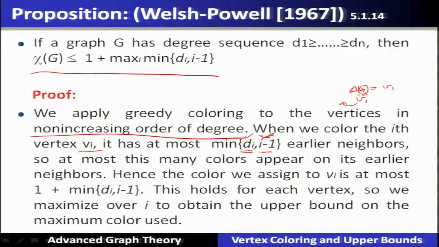So, again I am repeating that vertex vi has at most minimum of di and i minus 1 earlier neighbors. So, at most this many colors appear on other neighbors, hence the color we assign to vi is at most 1 plus minimum of di and i minus 1. This holds for each vertex. So, if we maximize over i to obtain the upper bound on the maximum number of colors used, it will be this particular bound that we have already proved.